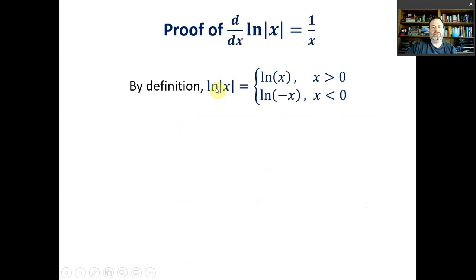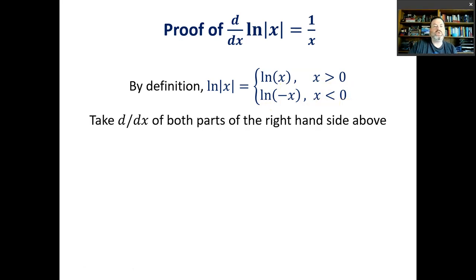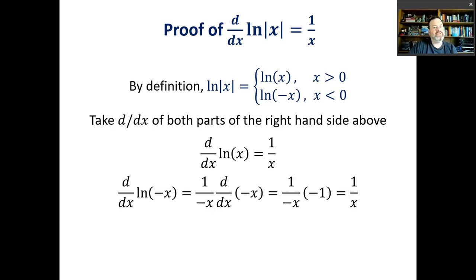So by definition, natural log of absolute value of x is just ln of x if x is positive, and ln of minus x if x is negative. Remember, it's not allowed to be 0. So what we're going to do is take the derivative of this and this. And we're going to show that both derivatives give you the same answer. So the derivative of natural log of x is 1 over x. That's how we started off this section. Of course, that's true. But what about the derivative of natural log of minus x?